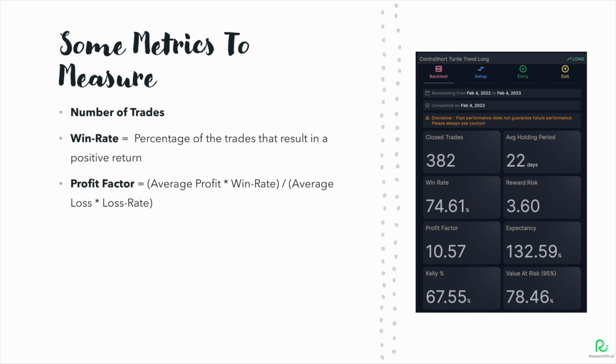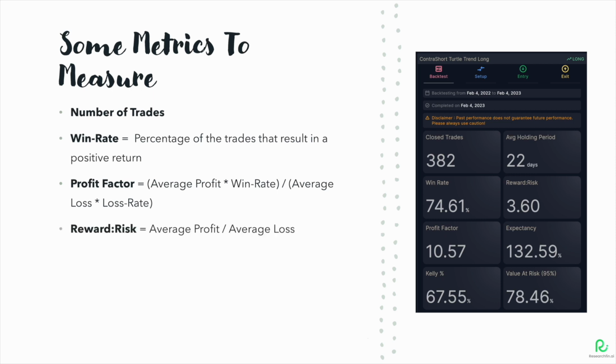It is calculated as the ratio of the average profit times the win rate to the average loss times the loss rate. If this number is greater than 1, then the strategy has an edge when traded consistently over a sizable number of trades. The larger this number, the better. A quick note here, the loss rate is 100% minus the win rate.